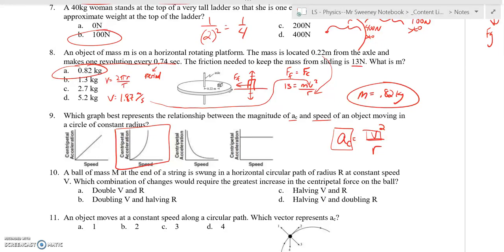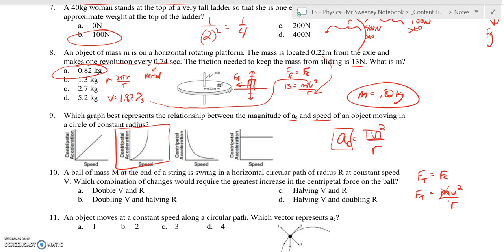Number 10, a ball of mass m at the end of a string is swung in a horizontal circular path of radius r at a constant speed, v. What combination of changes would require the greatest increase in centripetal force? So as you're swinging this thing around, first of all, tension is your centripetal force. And so the question is basically asking which changes would make the tension in the string the most. So in none of these are we changing m, so m is not factored in. So in order to change tension the most, we want to change the numerator, make it a lot bigger, and make the denominator a lot smaller.